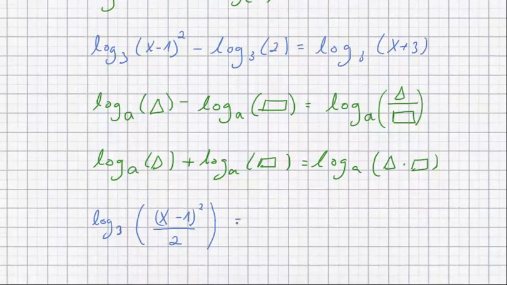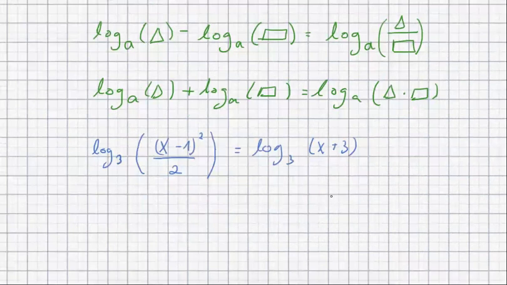Now, the other part just stays the same, log 3, x plus 3. If you remember, I told you that the idea is to have one log on one side and one log on the other side with the same base. Once we have it, we can ignore the log, and then we can just write the things in the parentheses without the log. So we can do x minus 1 by the power of 2 over 2 equals x plus 3.